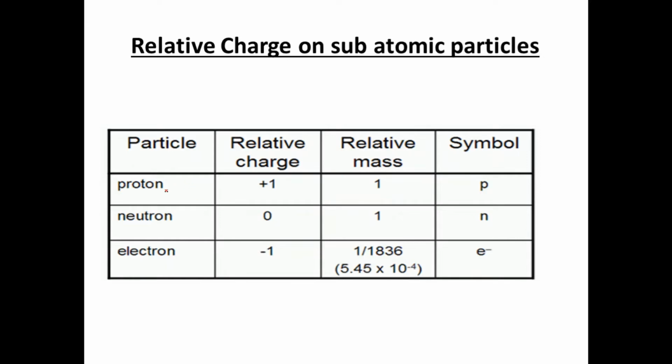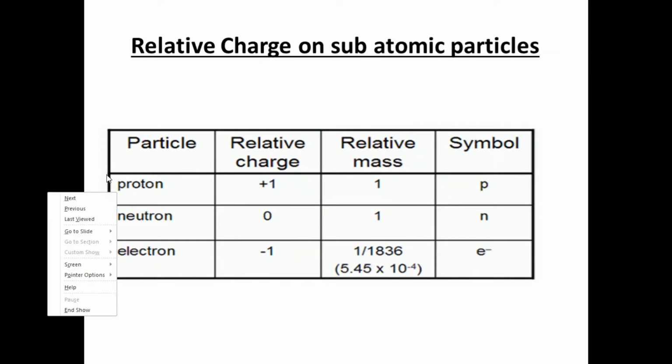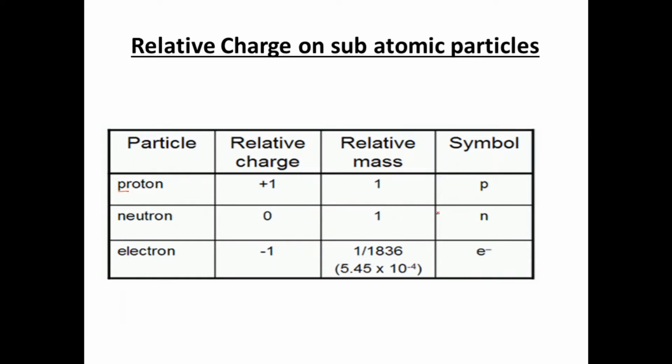The proton has a symbol P, neutron has a symbol N, and electron has a symbol E. Now, how will you remember that proton has a symbol P? Very simple to understand that. Proton begins with the letter P, so the symbol also is P. The neutron begins with the letter N, so the symbol is also N. Electron begins with the letter E, so the symbol is also E. It's simple to remember. P for proton, N for neutron, E for electron.